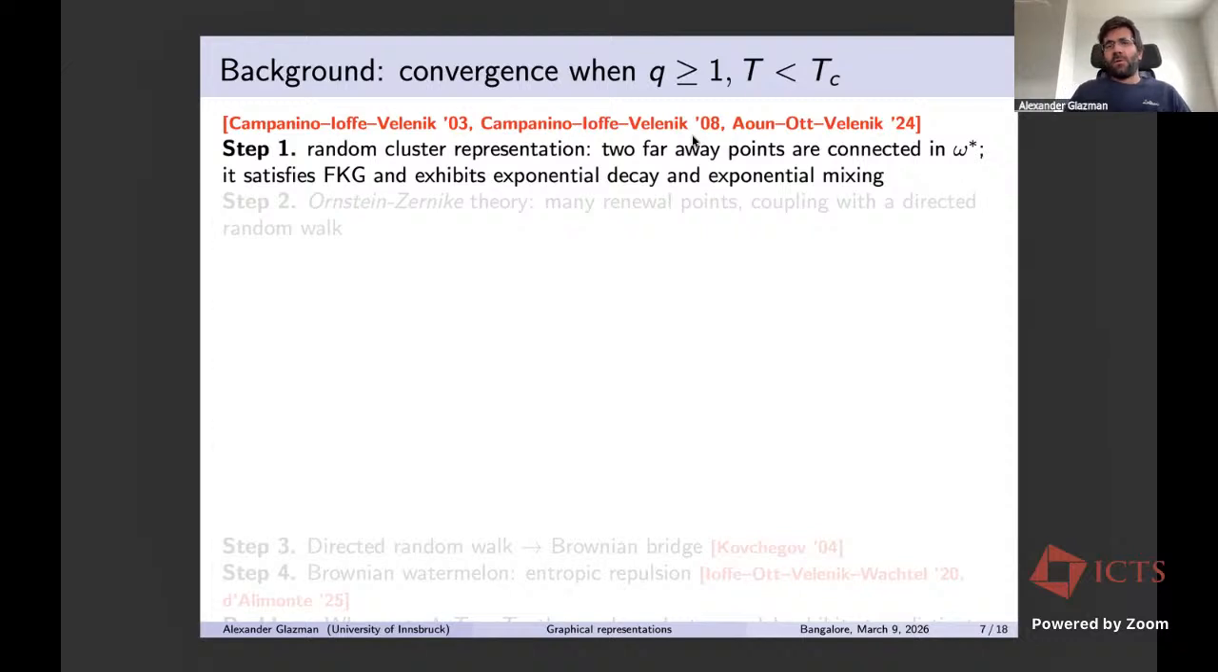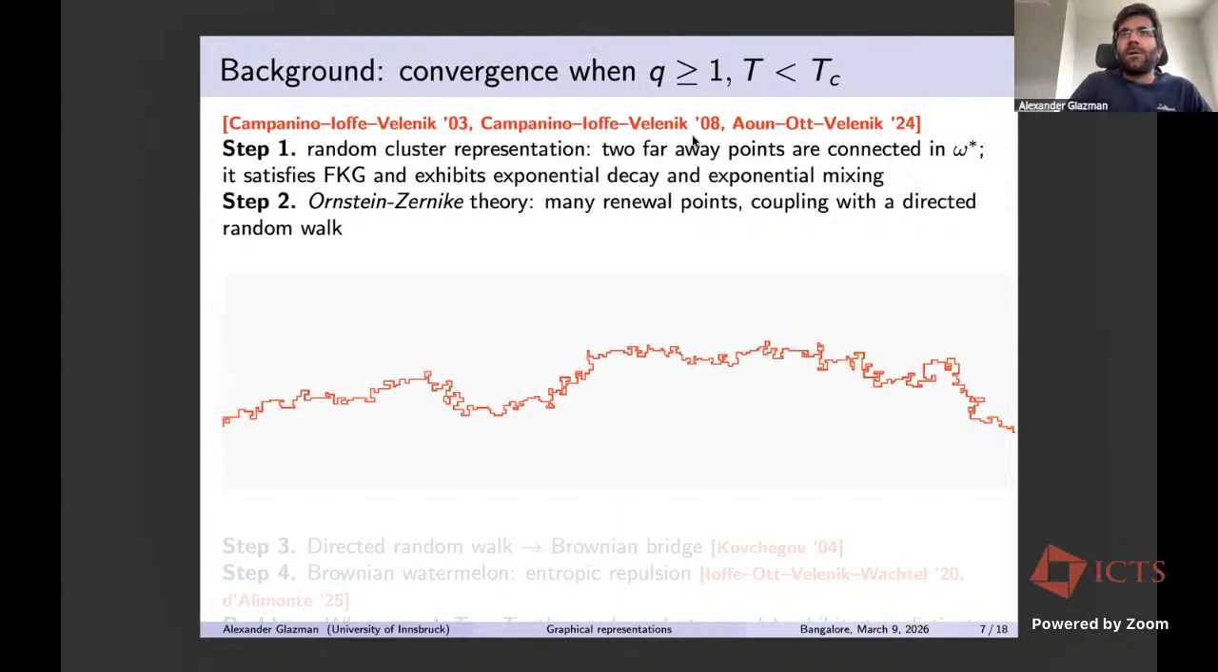star, the dual configuration, while the connection is actually very costly. But you condition on this to happen, and then you say that, well, this configuration satisfies the FKG inequality and exhibits exponential decay, exponential mixing, and hence you have all the ingredients to develop the Ornstein-Zernike theory to say that this interface, so it's very costly and connects two faraway points. So remind you, this is for t below tc, right?